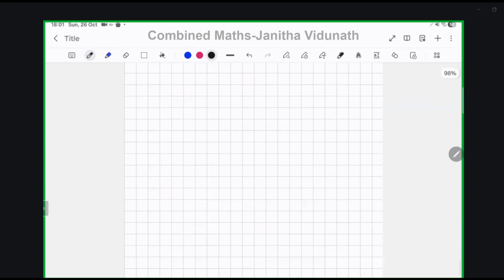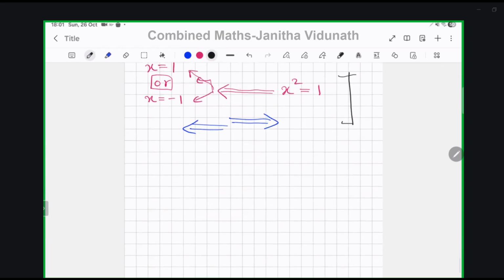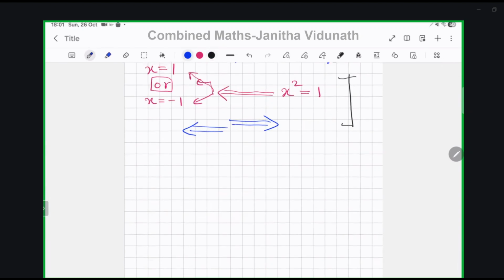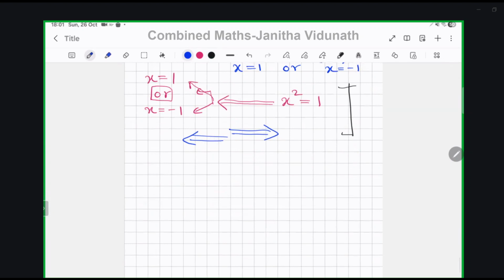Now we are going to solve some questions using the factor theorem and its converse. That means the converse of the factor theorem and the factor theorem. First we will discuss an example.